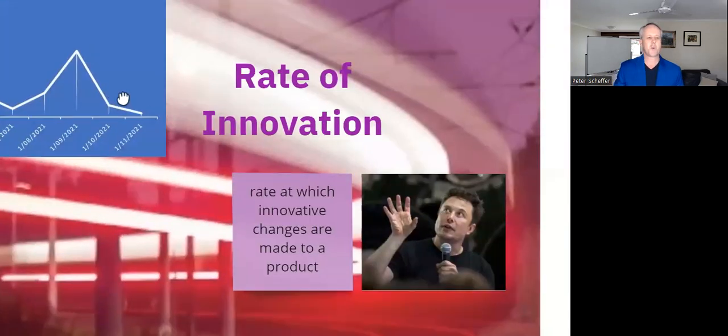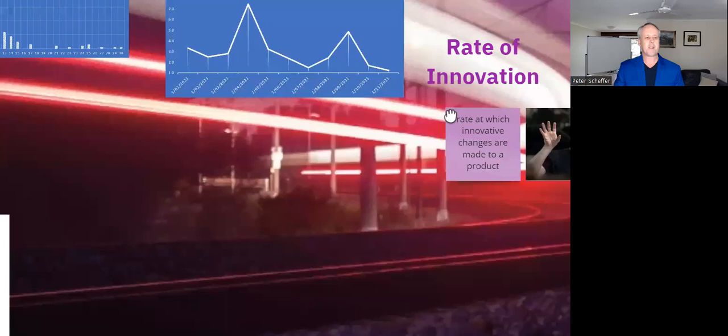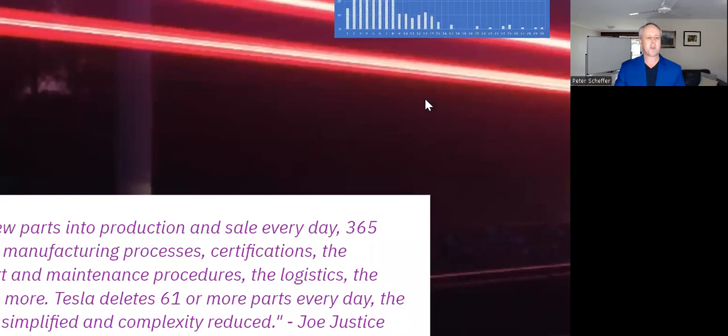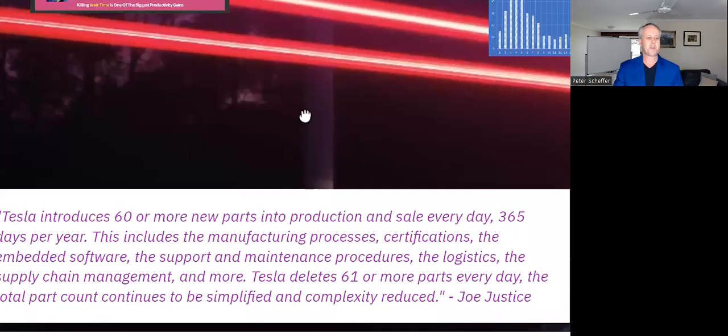The final measure we will have a look at today is called the rate of innovation. Rate of innovation is a term given to us by Elon Musk, and he says it is the only metric that matters, and it is what sets companies apart. Capabilities are a company's competitive advantage and not their assets, is what he says. So let's have a look at the rate of innovation for Tesla. We actually know this because a person called Joe Justice, who worked at Tesla for a time, provided us with this information.